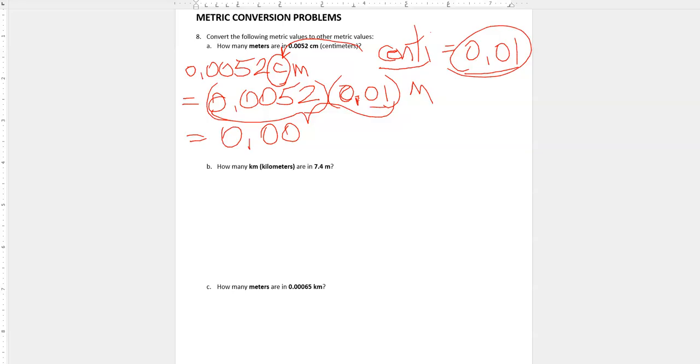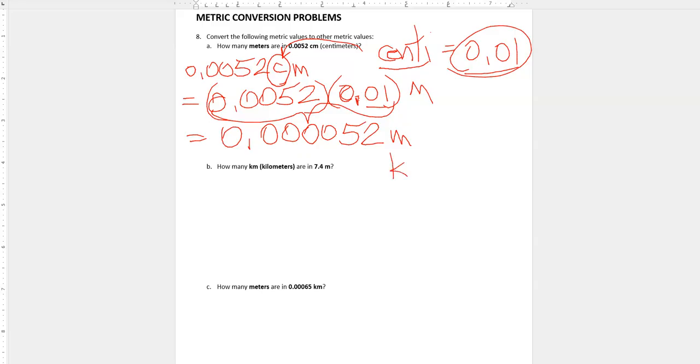0.00, and this is two more decimal places, 0.0052 meters. And if you're not comfortable doing that and moving decimal places, just use your calculator. So the answer is 0.000052 meters. Question B says how many kilometers, you can think of it as kilometers, but we usually pronounce it kilometers, are in 7.4 meters.